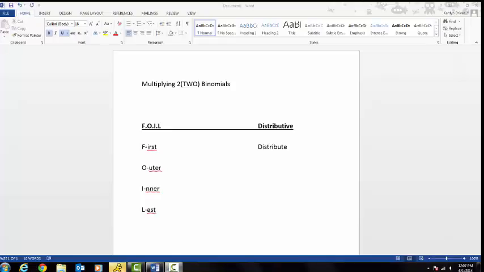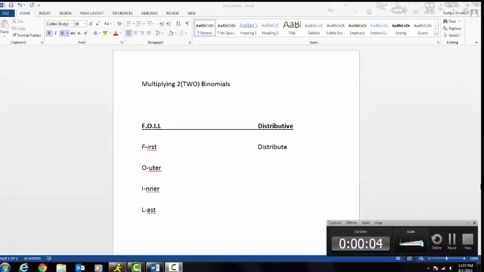Okay, today we're going to be learning how to multiply two binomials. There are two methods that I always use. I use FOIL and I use Distributive. Okay?